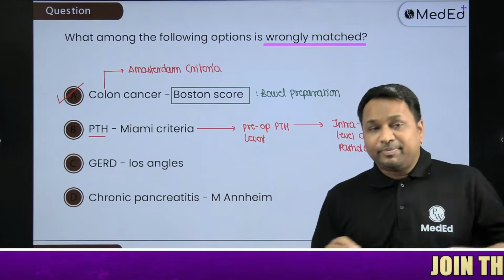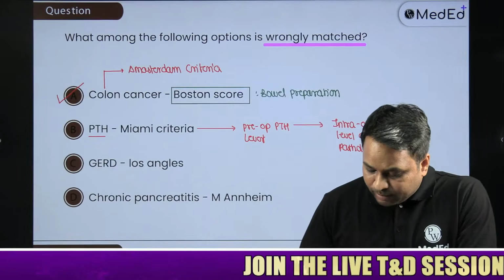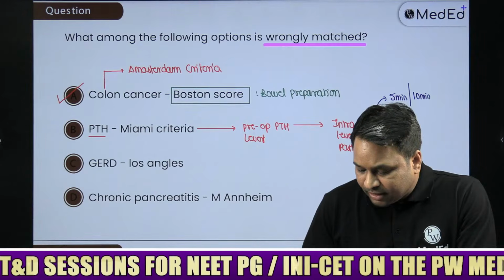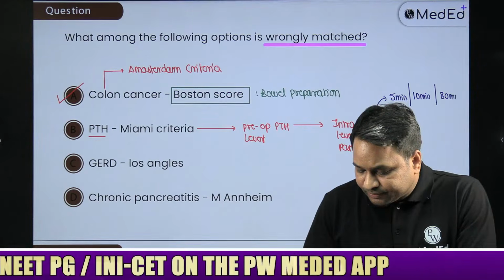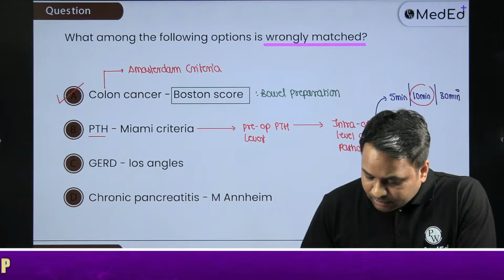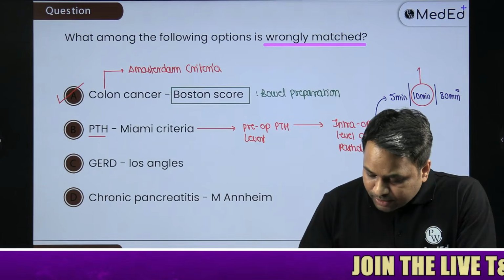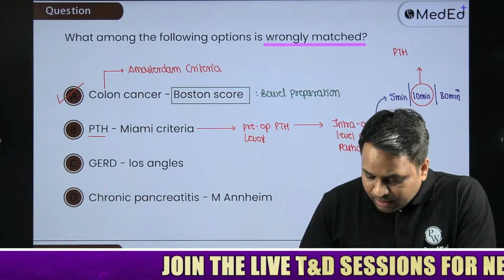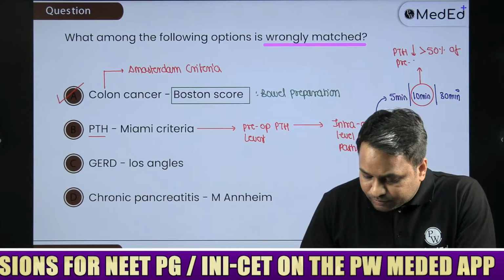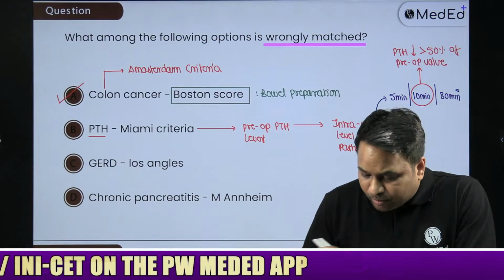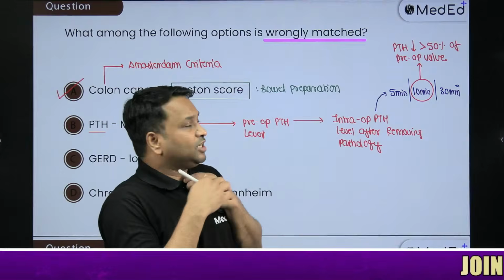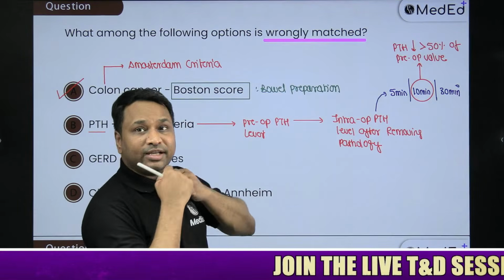Now, this intraoperative parathyroid hormone level we are going to measure at the 5-minute mark, at the 10-minute mark, and at the 30-minute mark. The criteria says that when you measure at the 10-minute mark, it should reduce. So parathyroid hormone should be reduced by more than 50% of the preoperative value. If it is satisfied, we say the Miami criteria is satisfied. And if the Miami criteria is satisfied, that indicates that you have removed the correct gland.